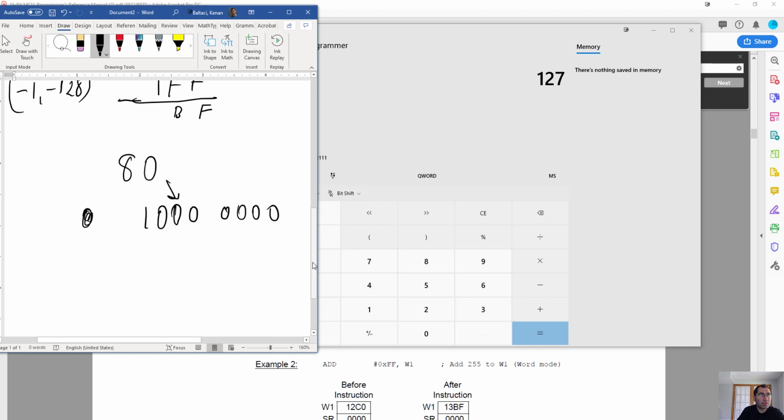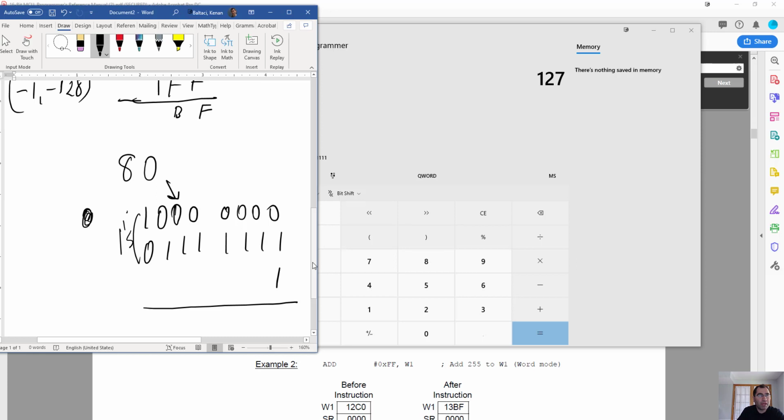So let's find the 2's complement of this value. So this is 80. First we do the 1's complement, so 0 1 1 1 1 1 1 1. We invert every bit, and then we add 1, right? So this is the 1's complement, and then here we add 1 and it becomes the 2's complement.